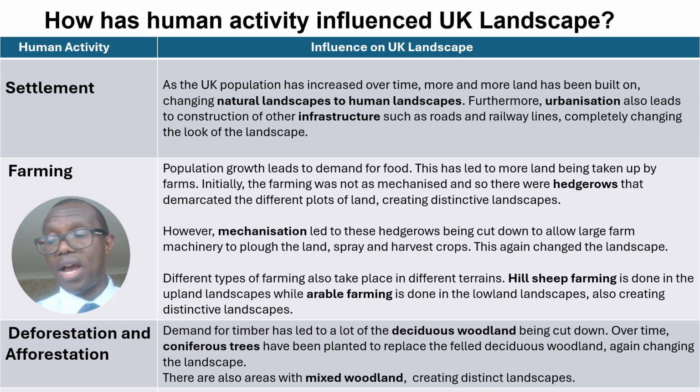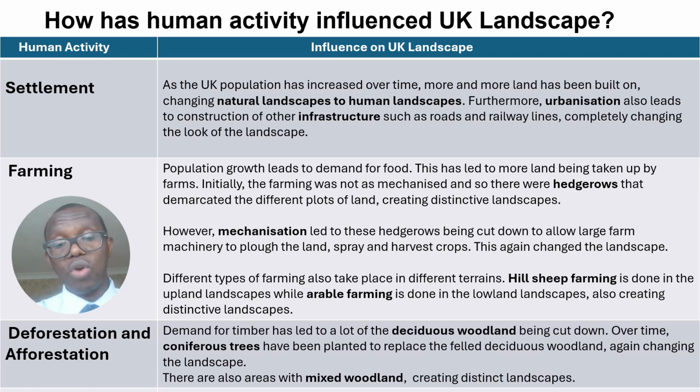But with the introduction of mechanization, where you have to use bigger machinery, either to plow the land, spray the crops or harvest the crops using combine harvesters and so on, a lot of those hedgerows had to be gotten rid of to make way for the big machinery. That again has changed the landscape, from a landscape that had hedgerows to one that now has very big open fields where intensive farming is taking place. So the landscape is continuously changing.